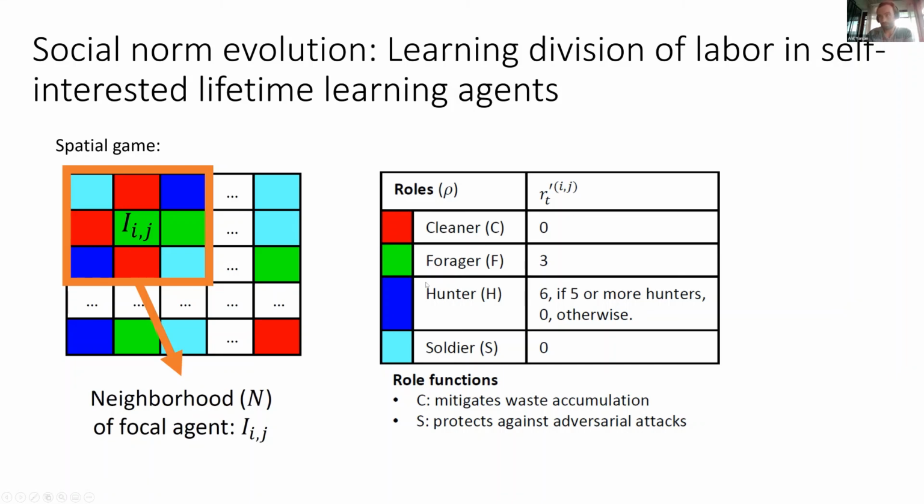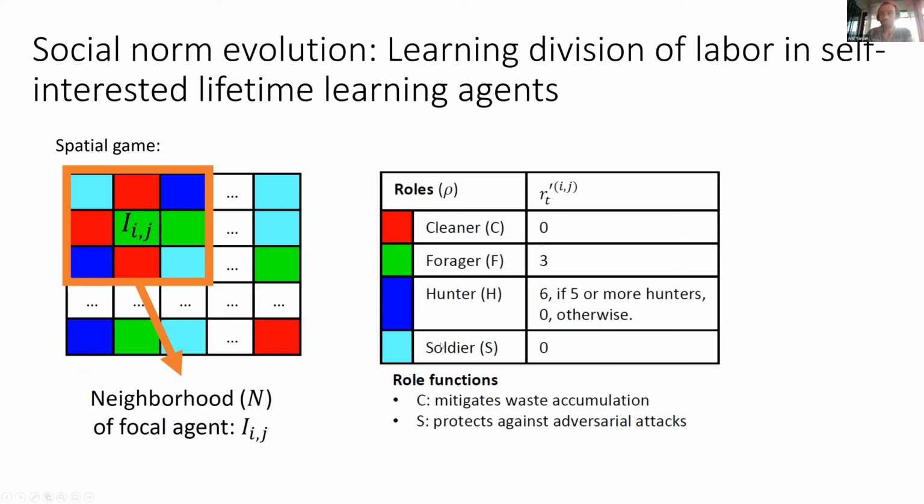And also we have different roles. For example, a forager can just forage and get 3 payoff each time. And we have a hunter role that also depends on cooperation with other hunters. So it can only get a higher payoff if there are more hunters in the environment. So basically they can cooperate and hunt maybe bigger prey.